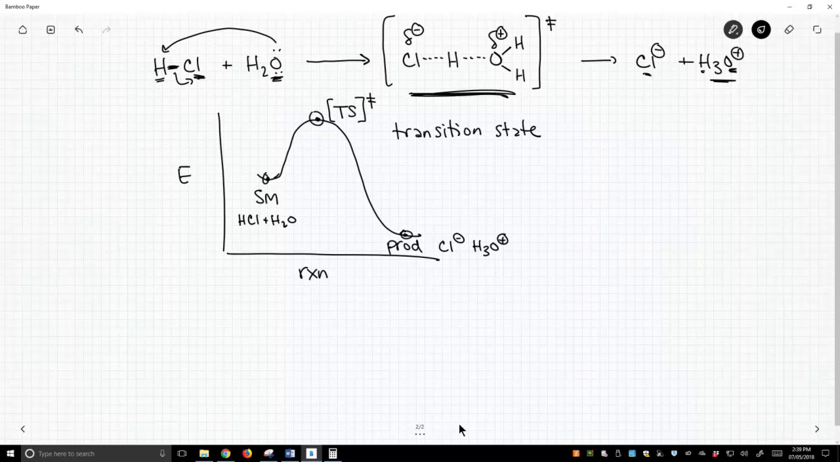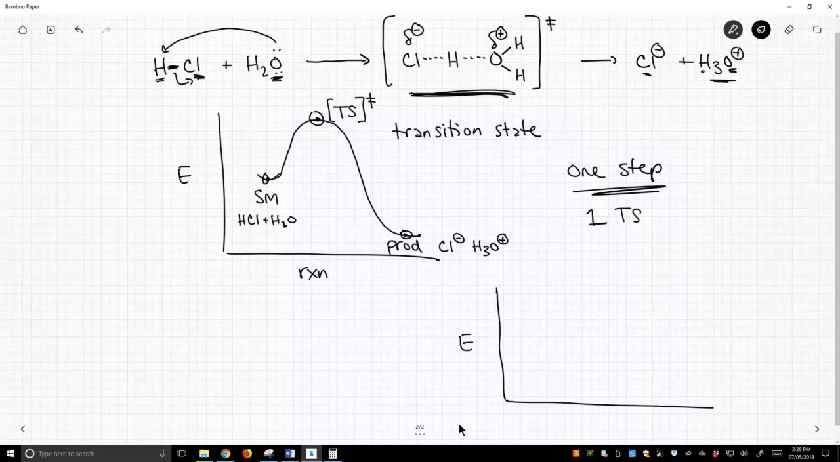Now, some reactions, like this one, are a one-step process. One step because it has one transition state. So the number of transition states tells you the number of steps. And I'm kind of going towards the fact that some reactions will have two peaks. This is two transition states: transition state 1 and transition state 2.